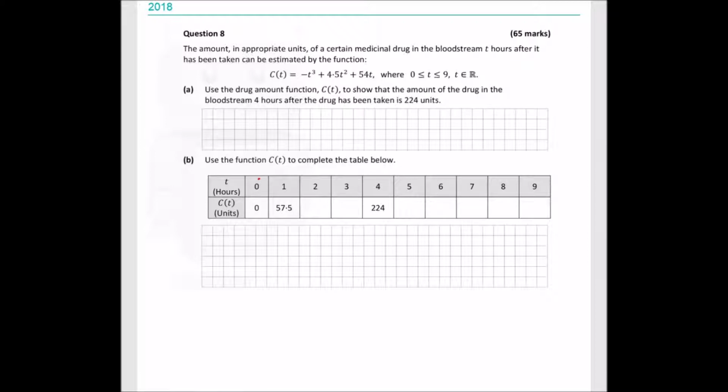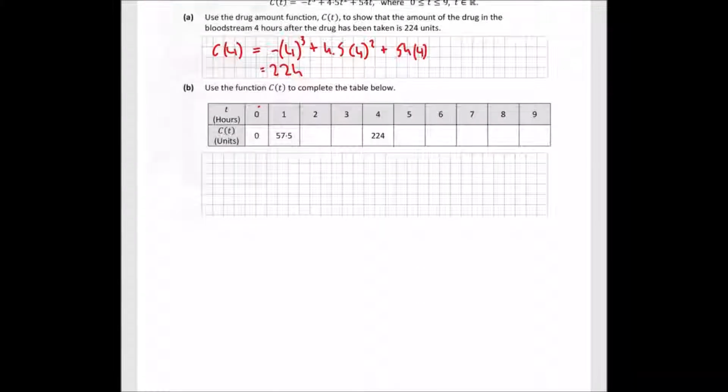Use the drug amount function C(t) to show that the amount of the drug in the bloodstream 4 hours after the drug has been taken is 224 units. Okay, so all we'll do is we'll put 4 in for the time. And when I throw that into the calculator, I will get 224. So that's after proving that.